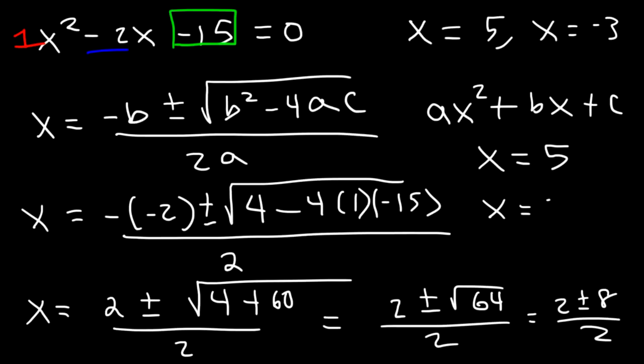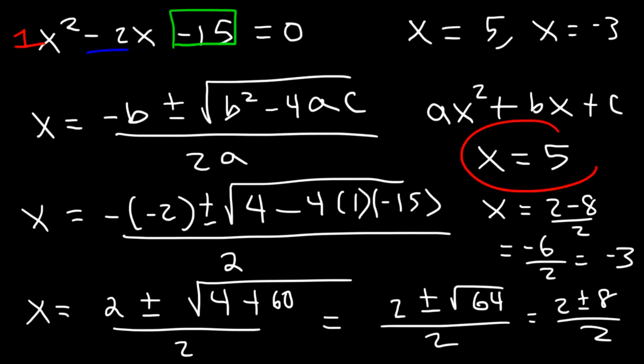The next one is 2 minus 8 divided by 2. 2 minus 8 is negative 6. Negative 6 divided by 2 is negative 3, which gives us the second answer. So you can solve a quadratic equation by factoring or by using the quadratic formula. Now let's try another example. 8x squared plus 2x minus 15.